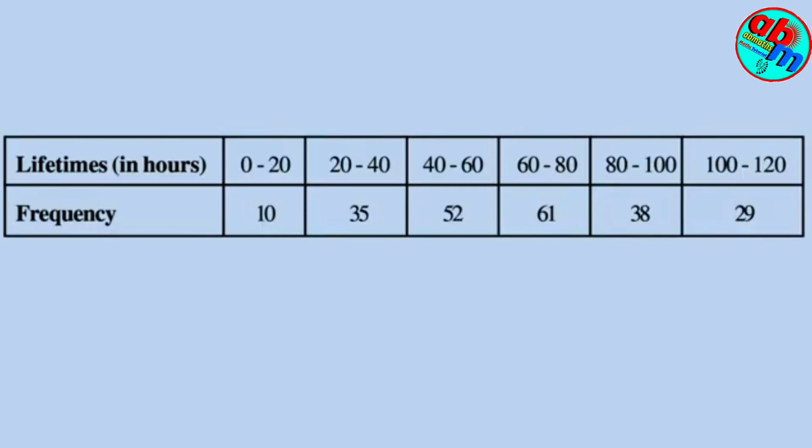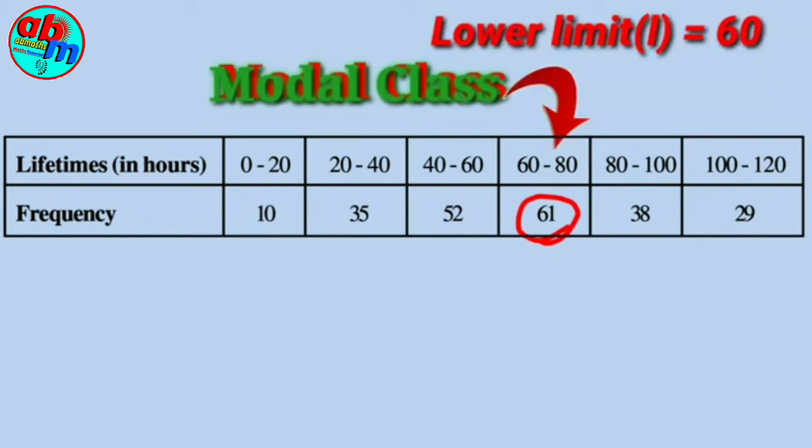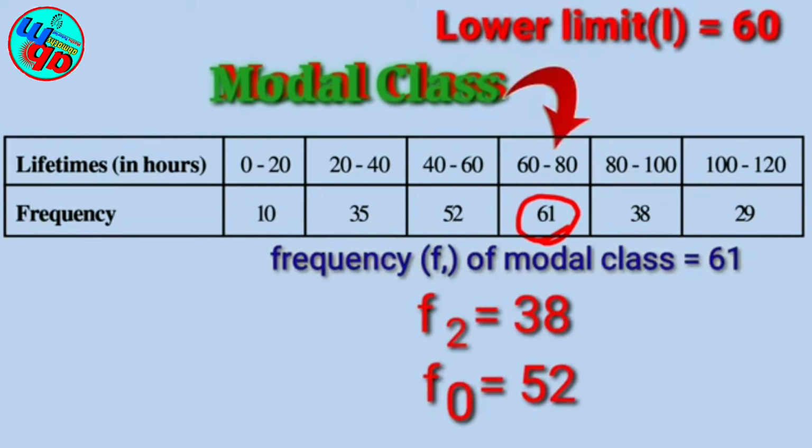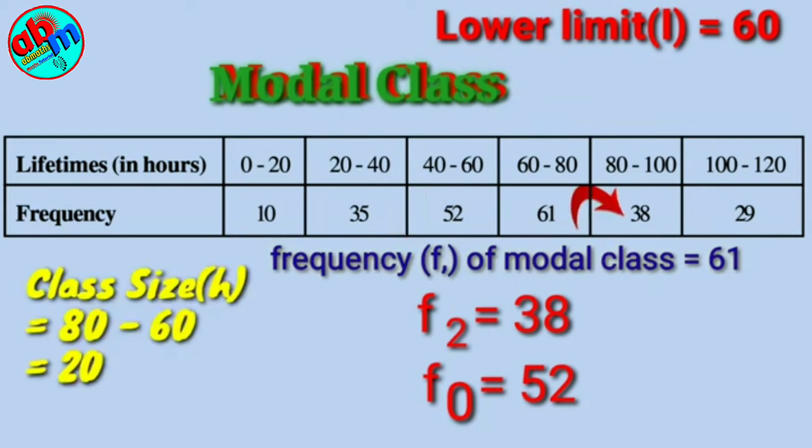From this table we observe that the maximum class frequency is 61. So we circle it. This will be our modal class. The lower limit is 60. Frequency of the modal class is 61, this is our F1. Frequency preceding the modal class is 52. Succeeding the modal class is our F2, 38. Class size we have 80 minus 60, which is 20. So let us put it in the formula.